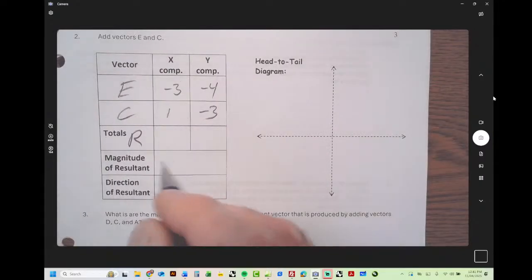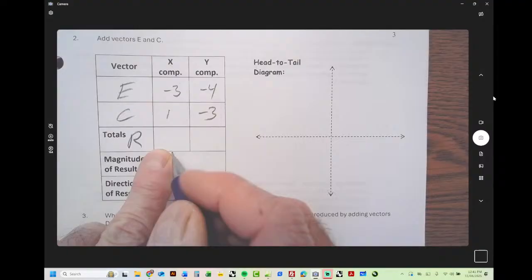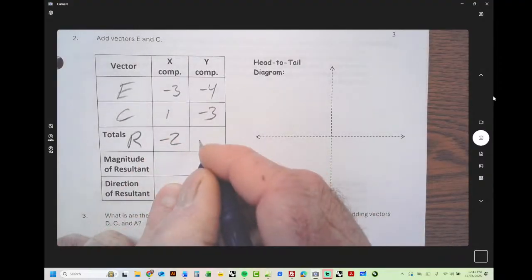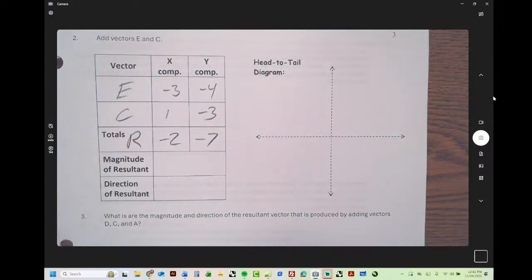Okay, so R. What's the x component of R? -2. And the y component? -7. Okay, so move on to the next step, unless you've already done it.